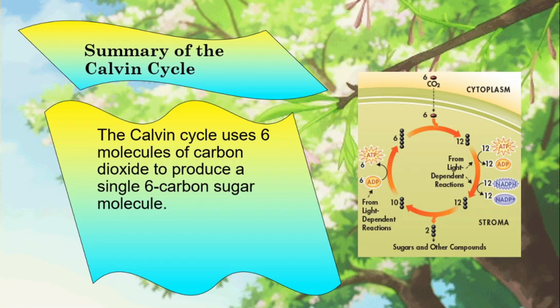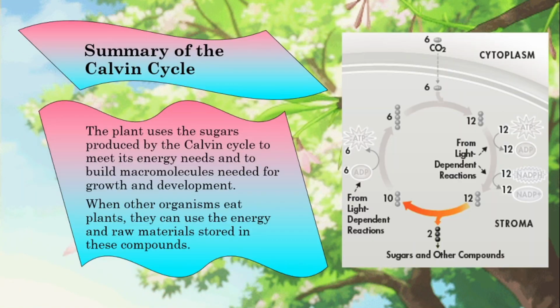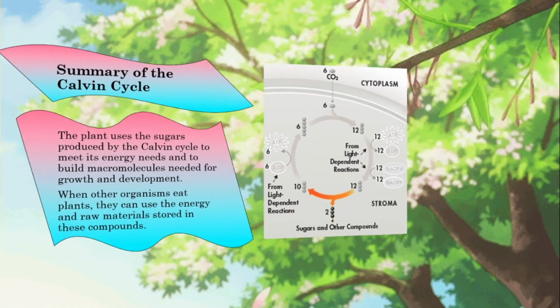Summary of the Calvin cycle. The Calvin cycle uses 6 molecules of carbon dioxide to produce a single 6-carbon sugar molecule. The plant uses the sugars produced by the Calvin cycle to meet its energy needs and to build macromolecules needed for growth and development. When other organisms eat plants, they can use the energy and raw materials stored in these compounds.